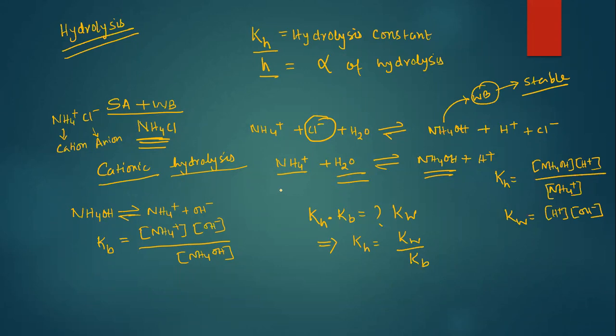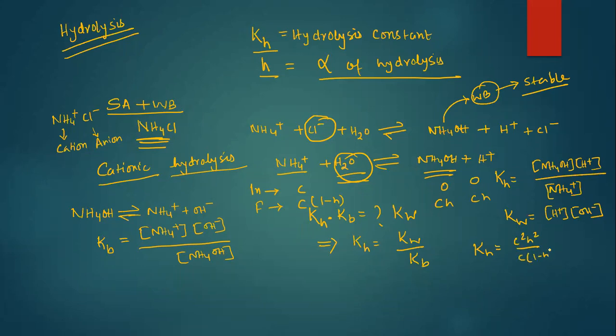Suppose now we want to calculate it with concentration, with alpha and all those things. Initially the concentration is C. I will not consider water, it is in excess. The other two are 0. Finally, what will be there? C into 1 minus H. Why have I written H? Because H is the alpha of hydrolysis. So this will be CH and this will be CH. If I want to write the expression of KH, it will be C square H square by C into 1 minus H. Normally during this hydrolysis, H is very, very much less than 1.